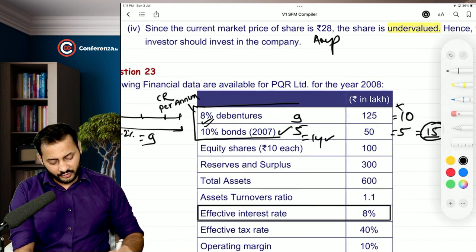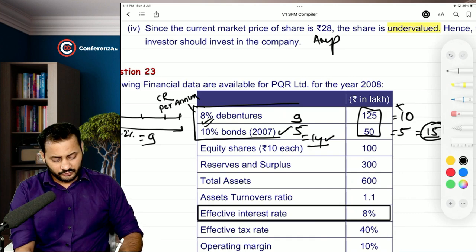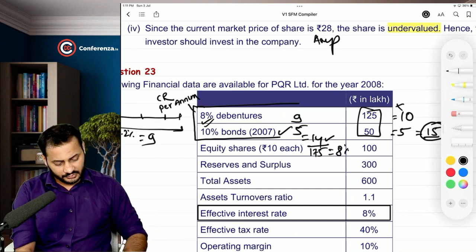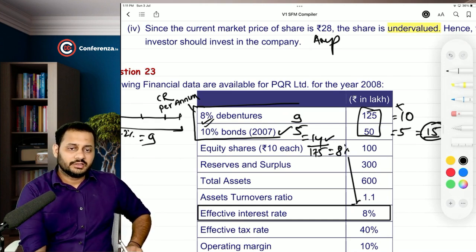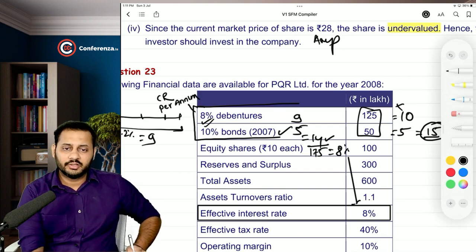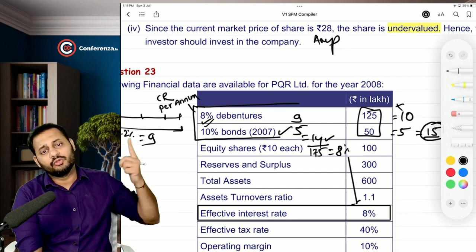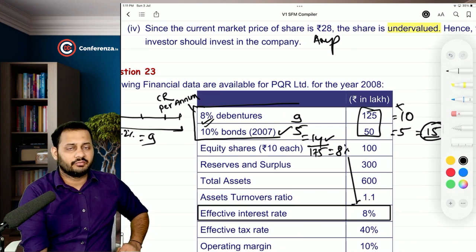And if you do the total of your debentures and bond, it comes down to 175. So 14 lakhs divided by 175, I think, goes to 8%, which matches with this figure. So what they did is the total interest payment they took in the numerator, the total of the debentures and bond they took in the denominator, and then they calculated the effective interest rate which is applicable on both the bonds, 8%. And this is how they arrived at 14 lakhs.